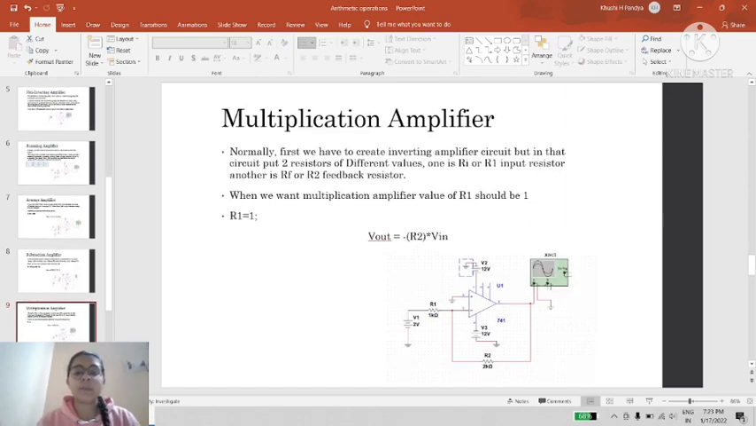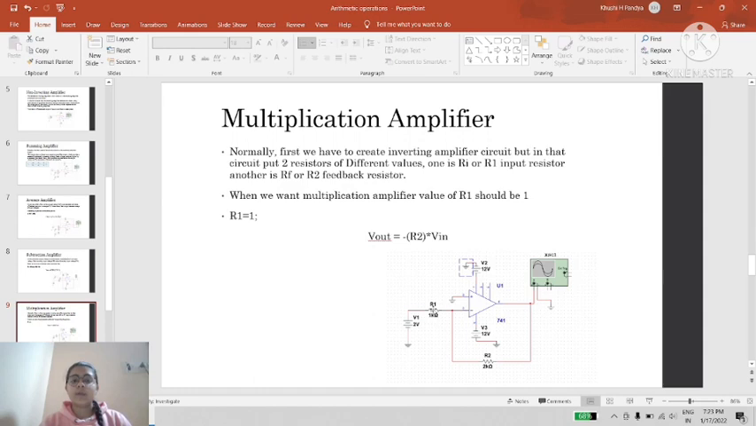After that, multiplication amplifier. This circuit is similar to an inverting amplifier. We have put one input resistor and one feedback resistor so that we can get output according to that.